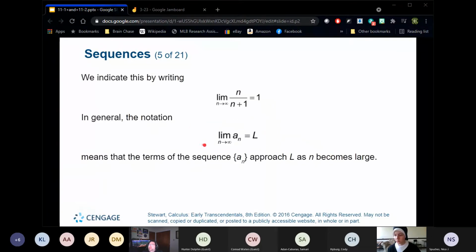And in general form, it's just the limit of a to the n goes to the L, and whatever that L happens to be. They don't all have to go to 1 or a value. They can be divergent, which means they go to infinity.